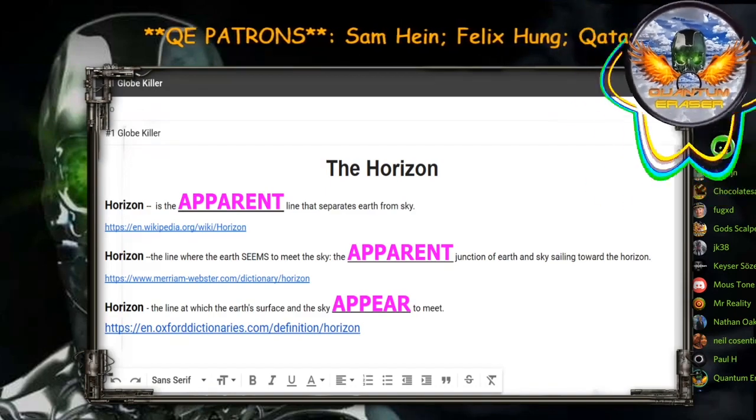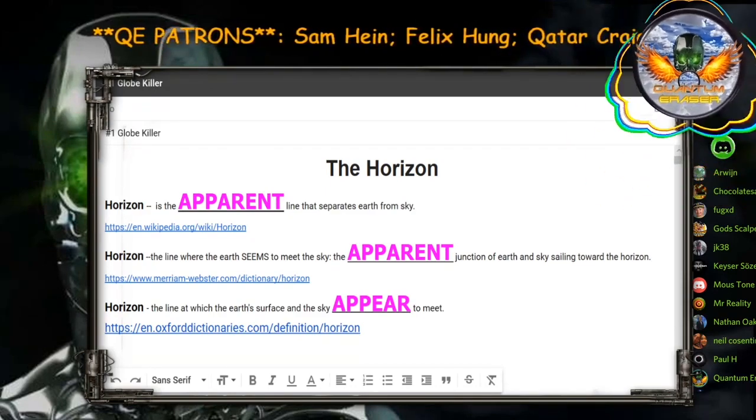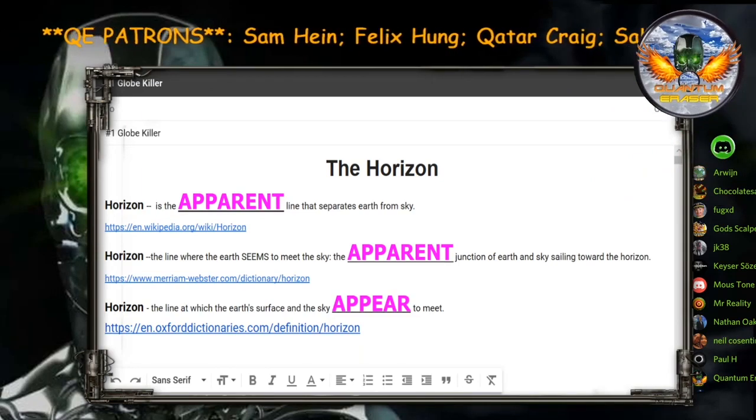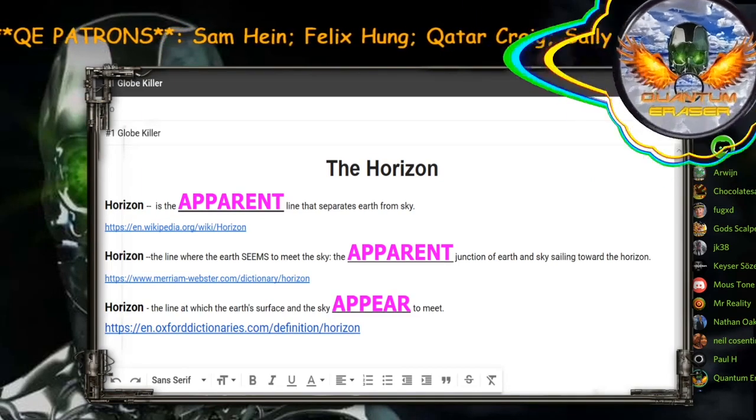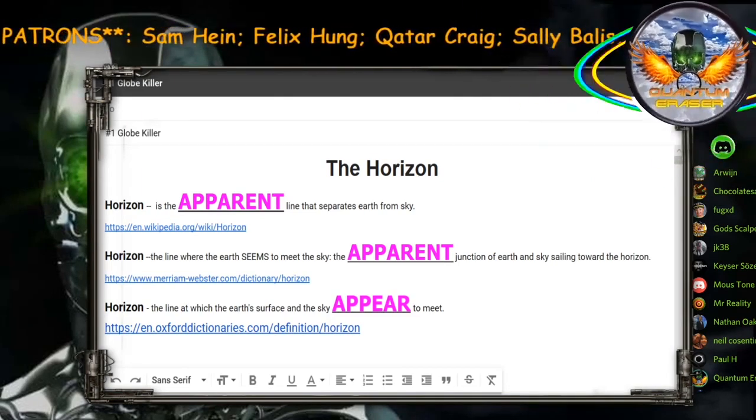The base of this argument is the horizon. It's the critical foundation. Horizon. Here's a number of definitions. Let's go through them quickly.